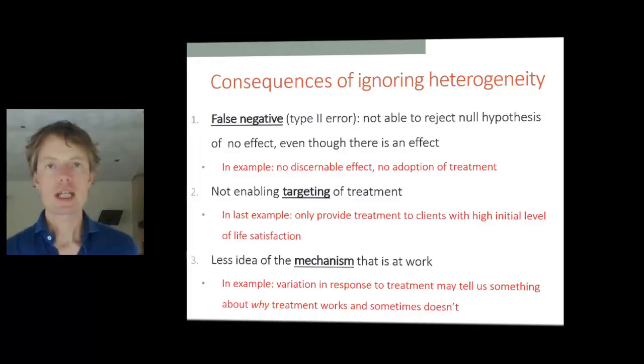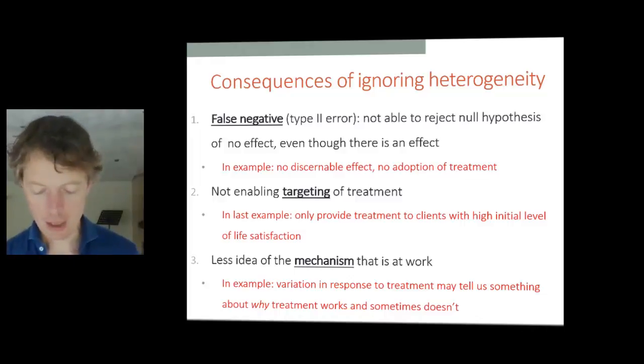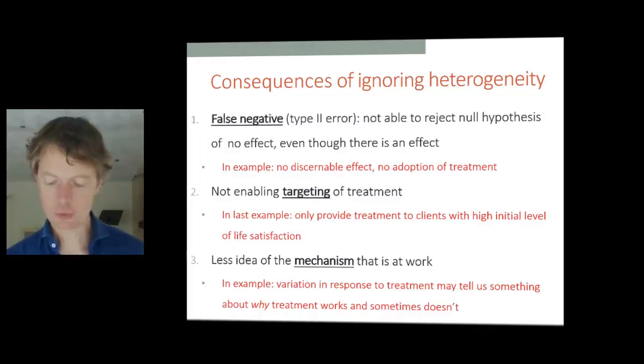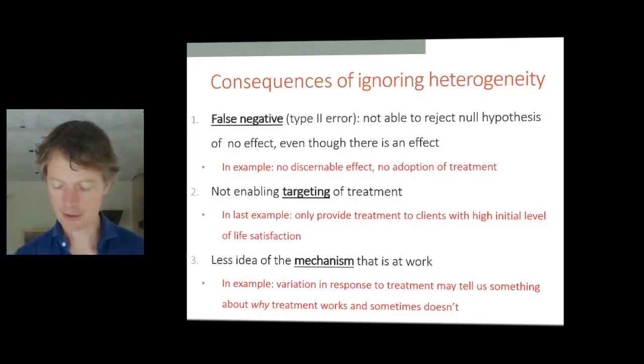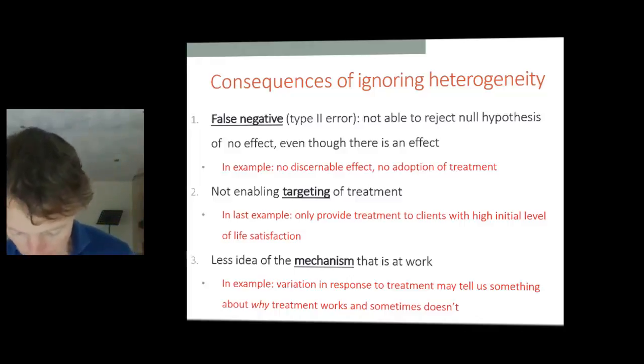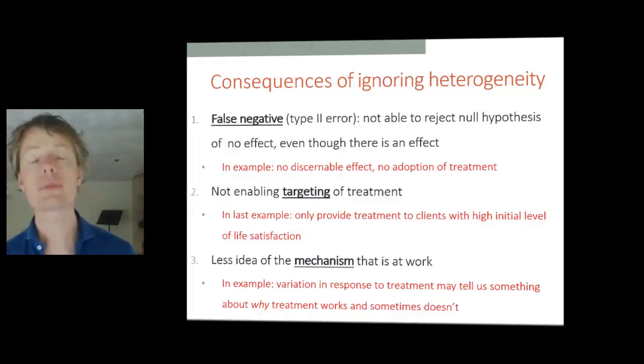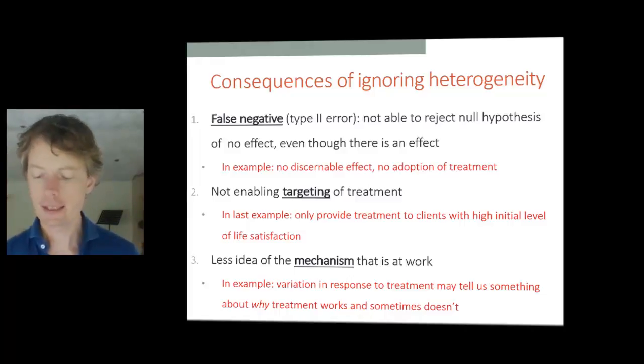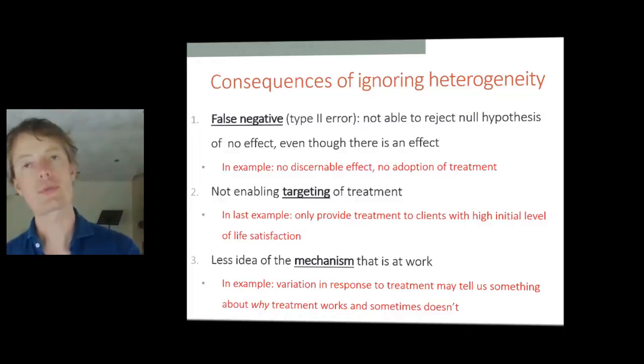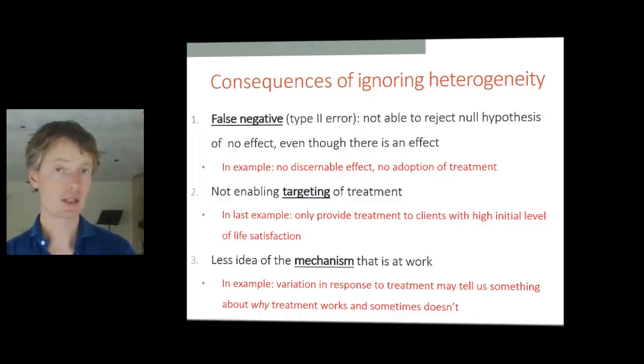Now, the third consequence of ignoring heterogeneity is that you may miss signals of why the treatment works. If you see that the treatment works when it is administered by Mr. Kamp and it doesn't work when it is administered by Mrs. Janssen, then this may tell you something about why the treatment works. That apparently there's something that Mr. Kamp does that makes this treatment effective.